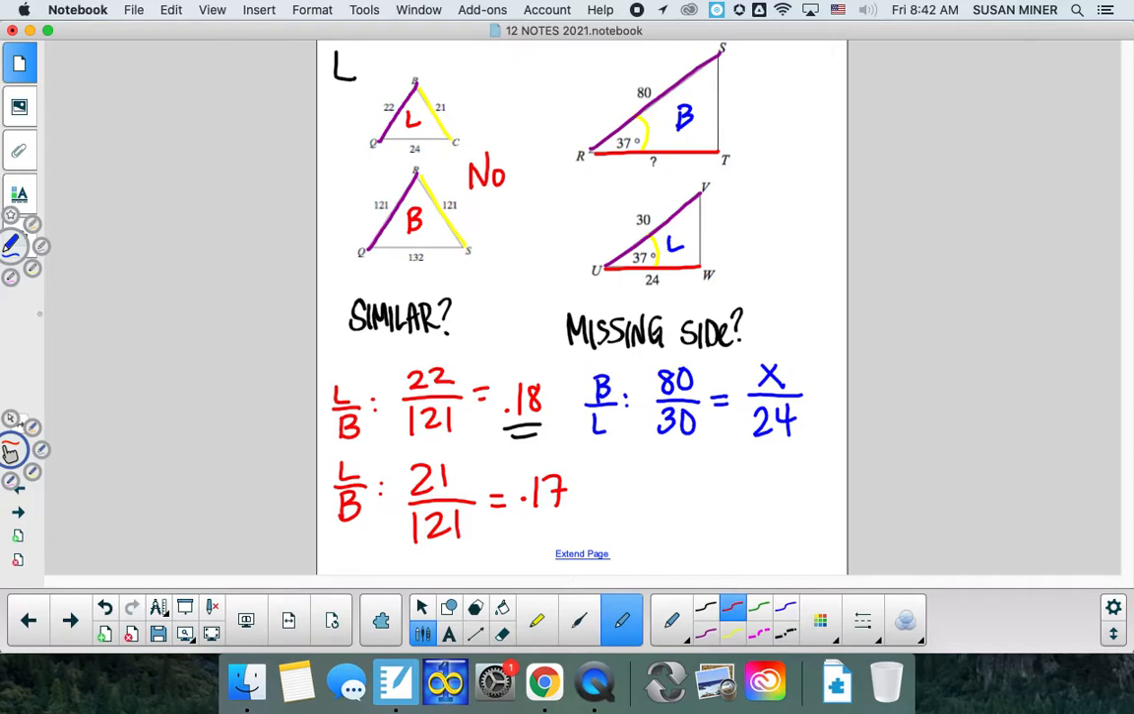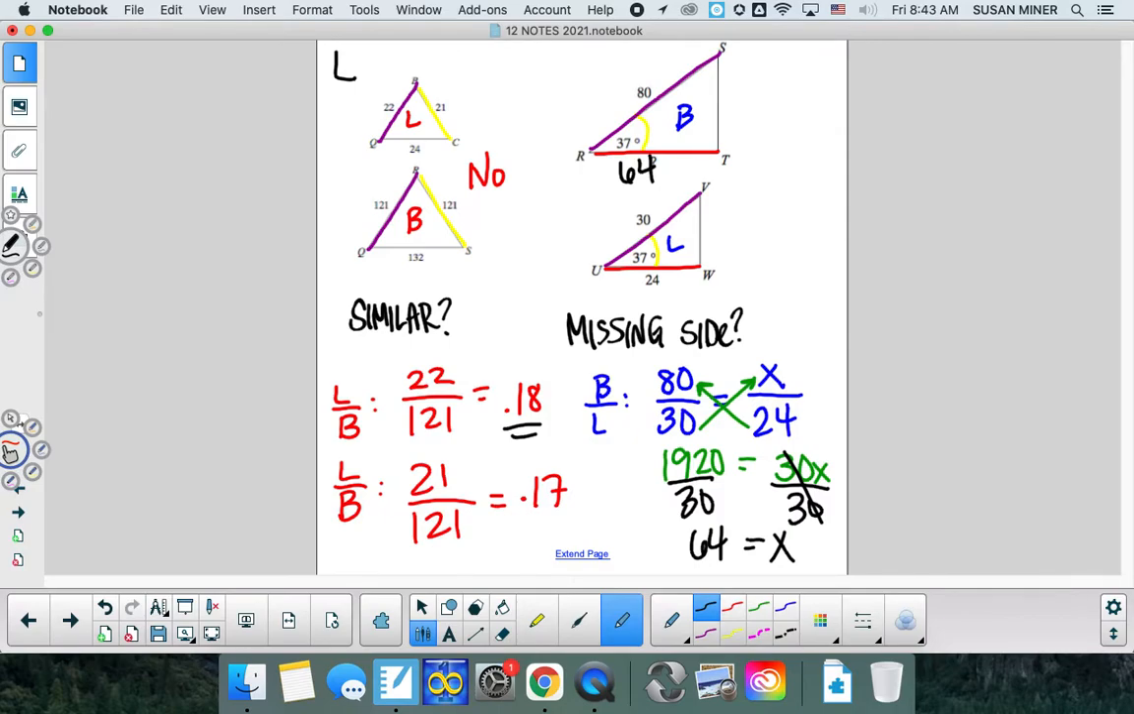Okay, now all I have to do in order to solve this is cross multiply. So 30 times x is going to give me 30x. And 24 times 80, I'm just going to stick that in my calculator and get 1920. Okay, now here's my equation. I can just solve for x, divide 30 on both sides. These are going to cancel, and x is equal to 1920 divided by 30, which gives me 64. So there is my missing side length over here.